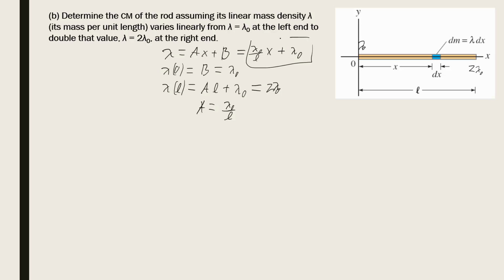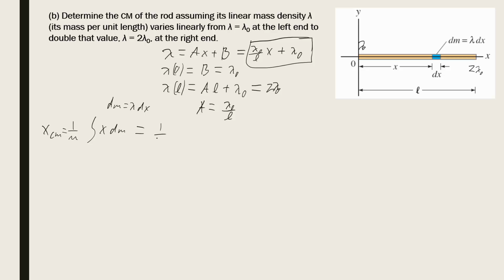So there is that, and that's just the start. Here comes the rest of the fun. So we're going to use that same equation, that the center of mass is going to be 1 over the mass times the integral of x dm. And then we're going to make that same substitution, that dm equals lambda dx. So we substitute that in, but now lambda is this thing here.